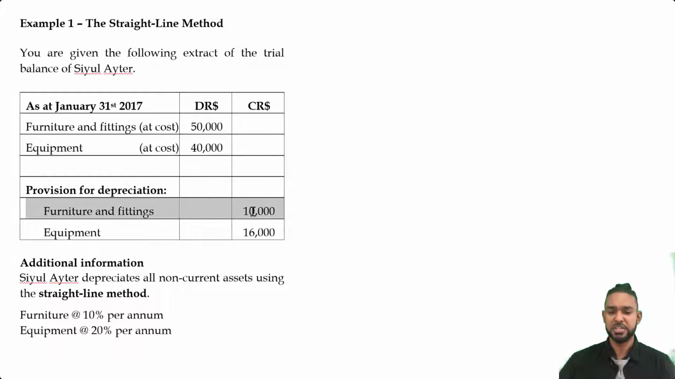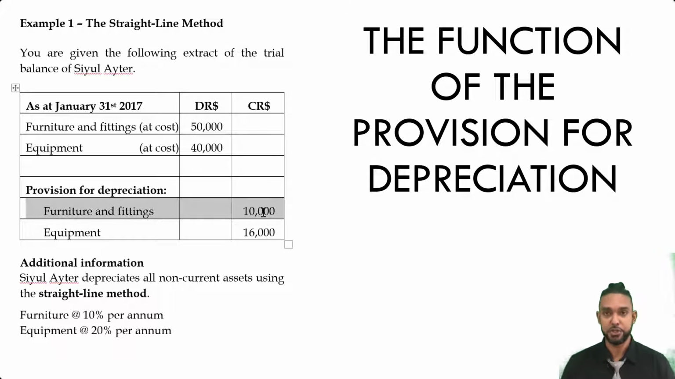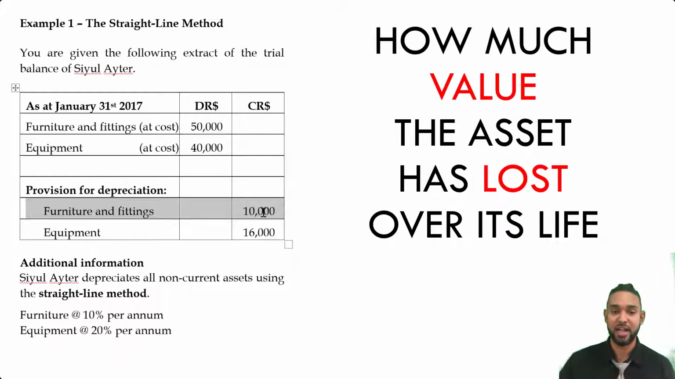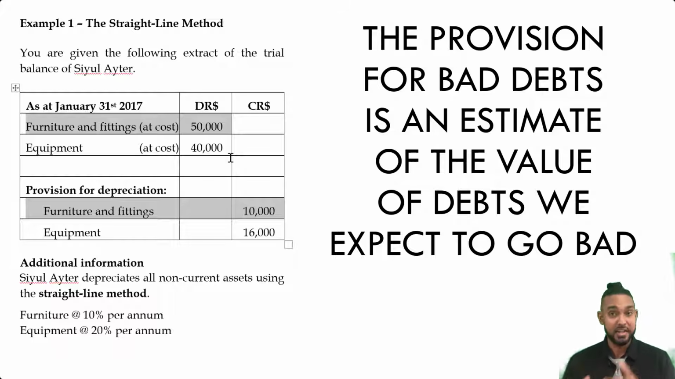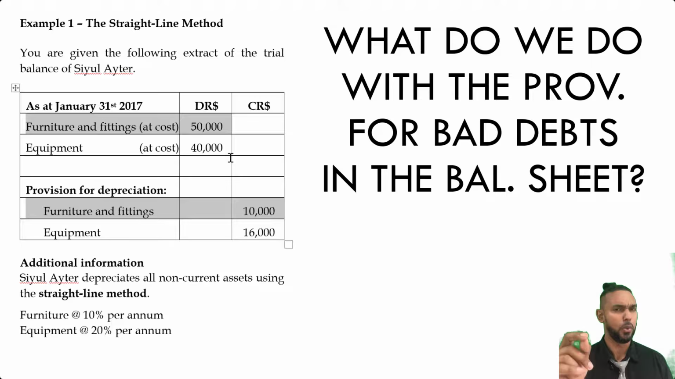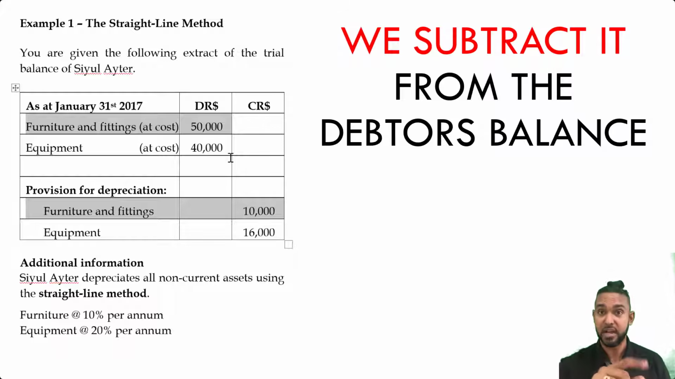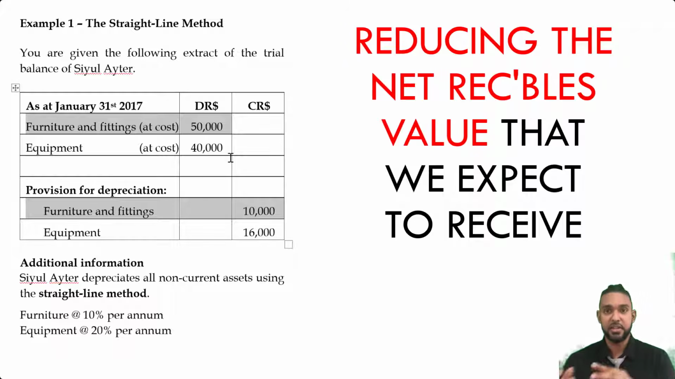Okay, so the reason that there is a credit balance for the provision for depreciation for any non-current asset is because just like the provision for bad debts, which is a contra asset, the function of the provision for depreciation is to show how much value was lost out of the asset. So the provision for bad debts is an estimate of the value of debts that we expect to go bad or become uncollectible. And what do we do with the provision for bad debts in the balance sheet? We subtract it from the debtors' balance, hence reducing the net receivables value that we expect to receive.